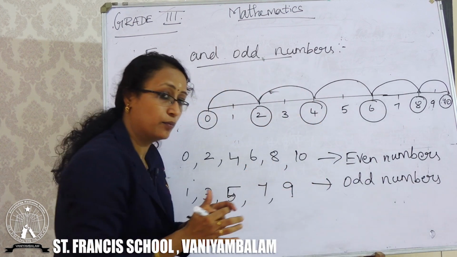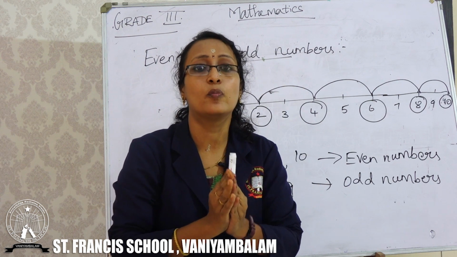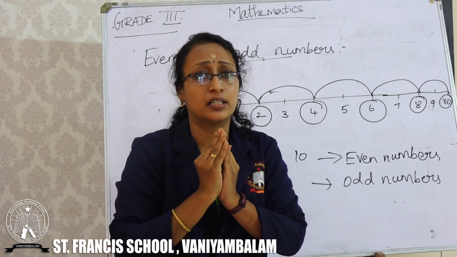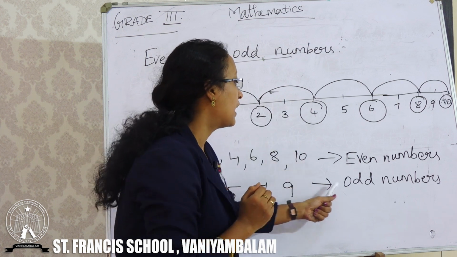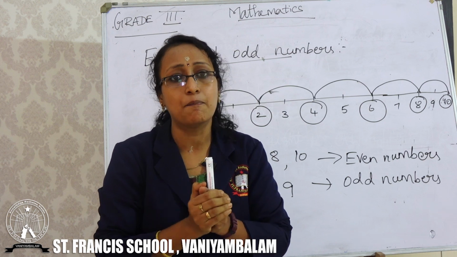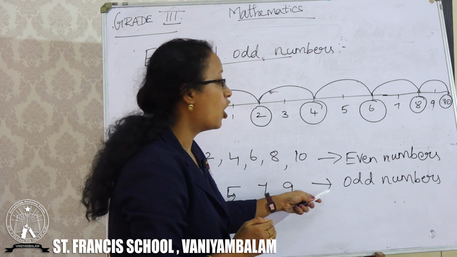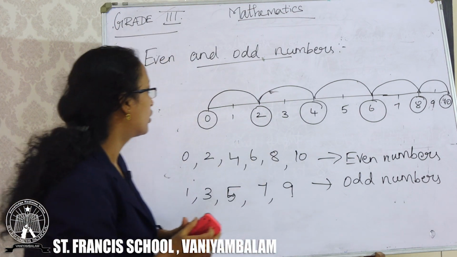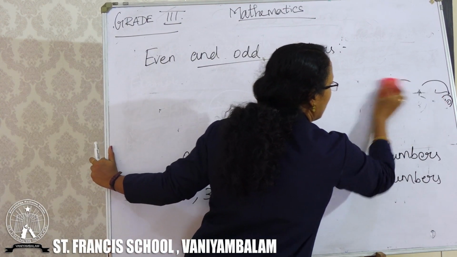Okay, I'll tell you one more way: an even number is a number which can be paired. That is, each number will have a partner. That is your even number. And an odd number cannot be paired. An even number is a number that can be paired. You will have the partner. An odd number is a number that cannot be paired. So let us draw some figures for even numbers.